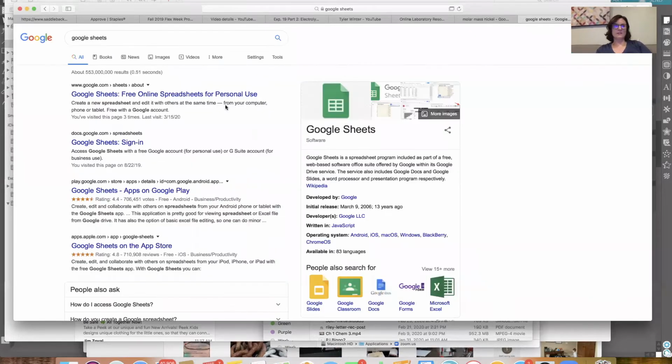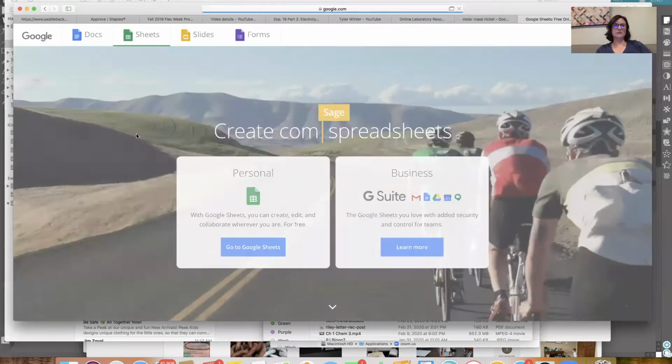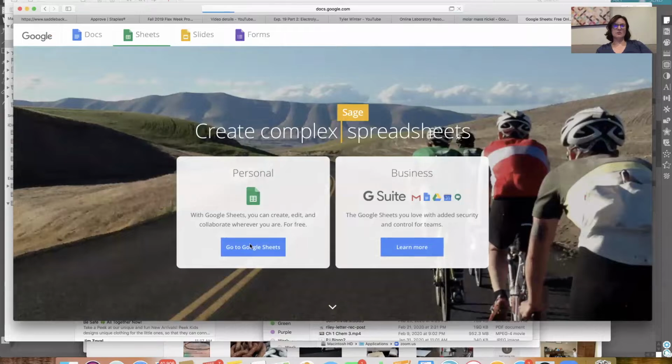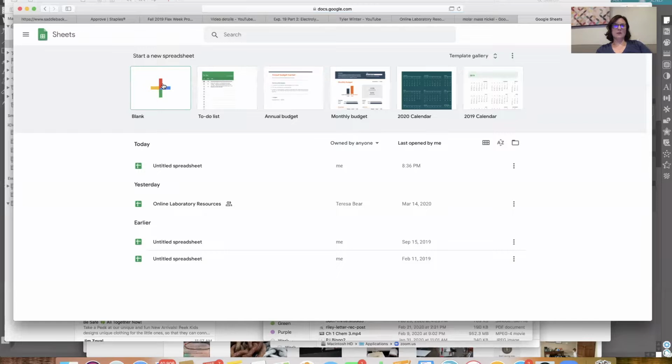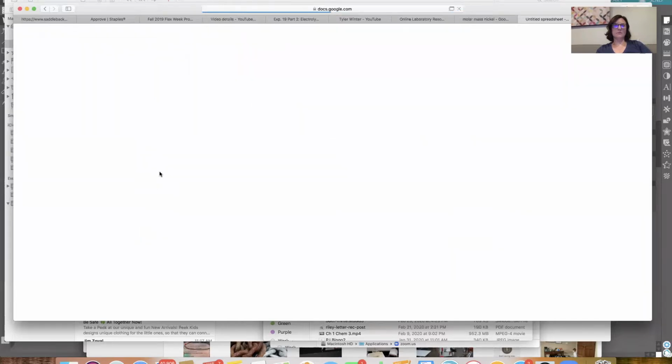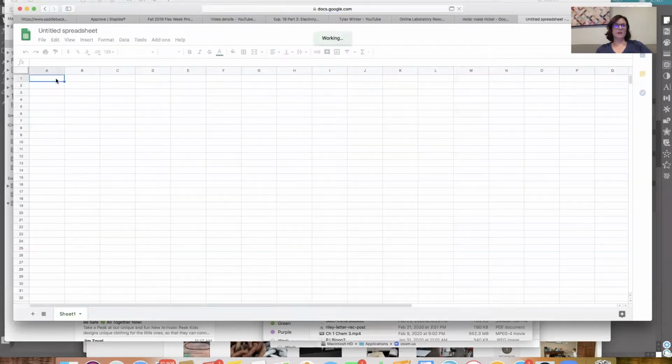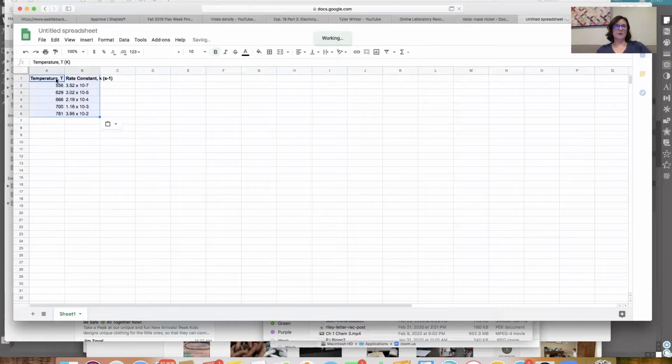Then I'm going to go to my tab that I search for Google Sheets, personal Google Sheets, and I want to do a new one here. I'm going to click on cell A1 and then paste it in.